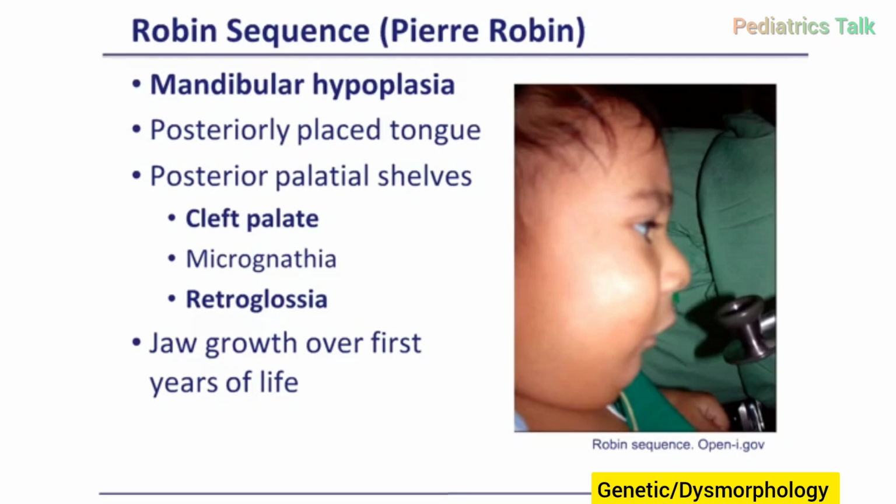The good news is that when this is diagnosed, even if the patient needs to be at first intubated because of airway obstruction due to the posteriorly placed tongue, and even if they then require a tracheostomy for the first years of life because of this airway obstruction, we know that jaw growth occurs over the first years of life, and generally at some point the tracheostomy can be taken down as the tongue is displaced anteriorly again with good jaw development, and the patient then typically has no further airway obstruction.